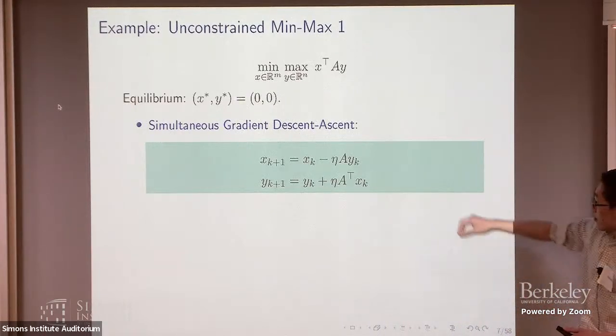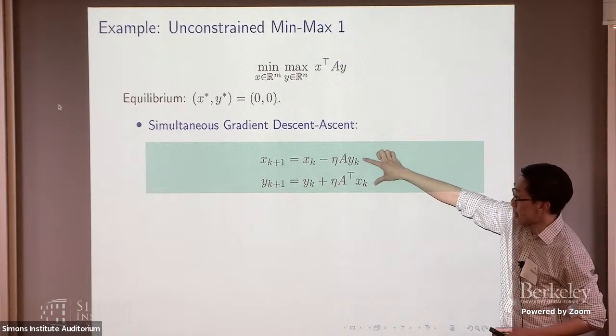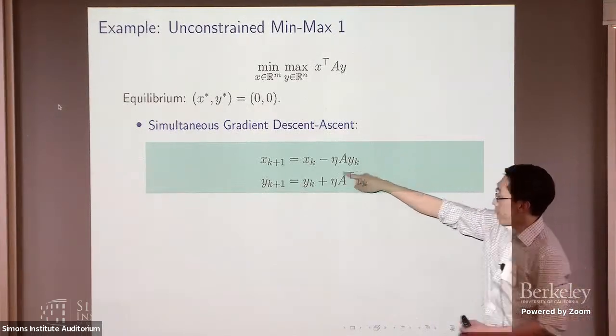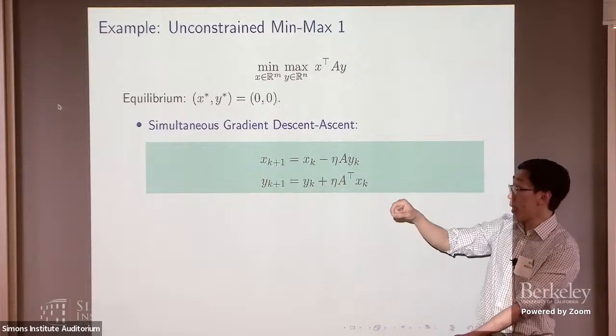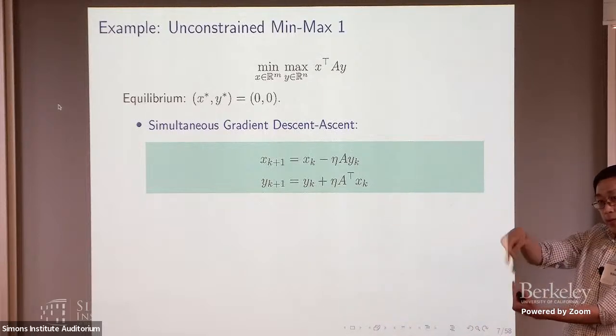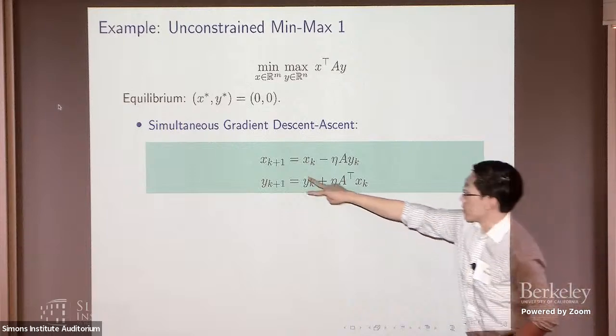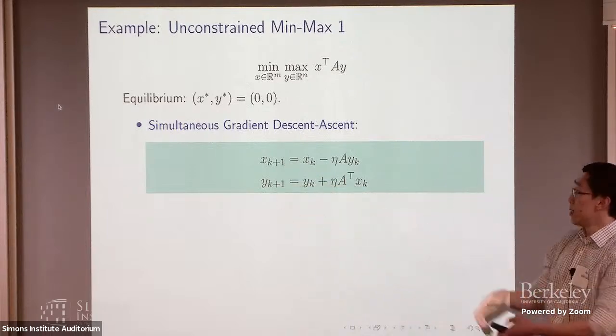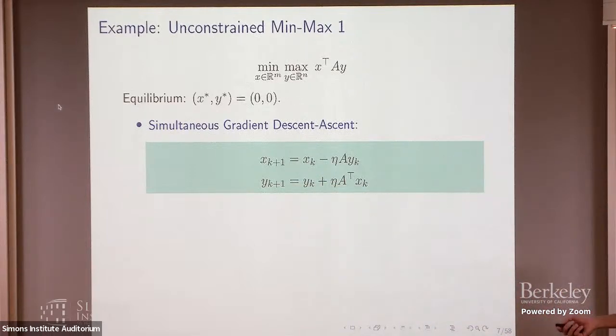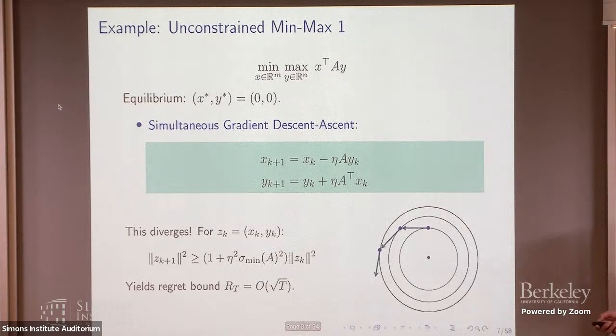And the point to note here is that they do this simultaneously, right? So this means that if right now they're at this point (x_k, y_k), they look at each other and then they make the move, and then they move to this point (x_{k+1}, y_{k+1}). And as probably now classical, this doesn't have good properties because it turns out this diverges.